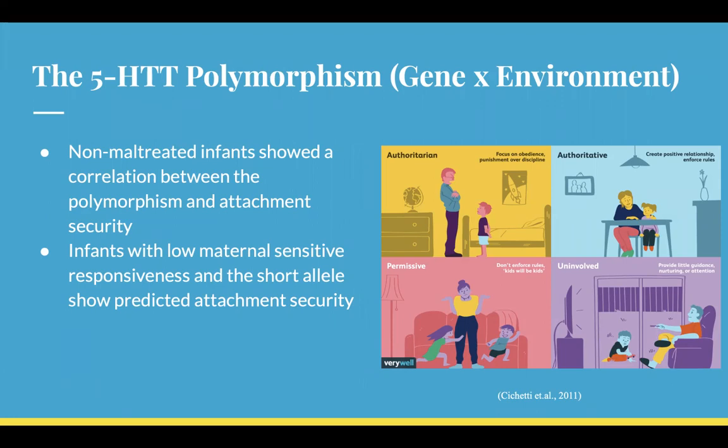So in another study, it had infants with low maternal sensitive responsiveness and high maternal sensitive responsiveness, where basically the mother either responds quickly or a lot slower to the child's needs. And basically the children with the short allele and low maternal sensitive responsiveness tended to have much higher levels of attachment insecurity or attachment anxiety, etc. So they can predict attachment security based on whether they have the short allele or not.